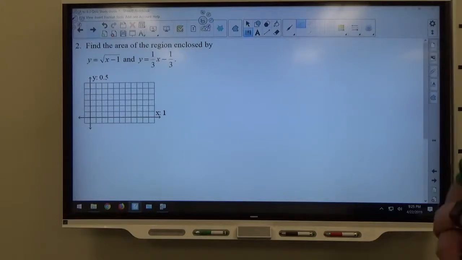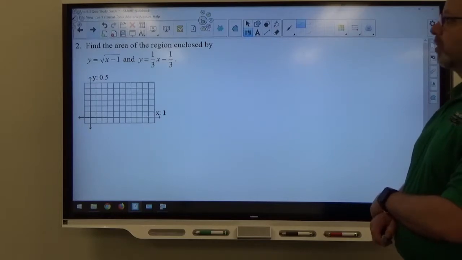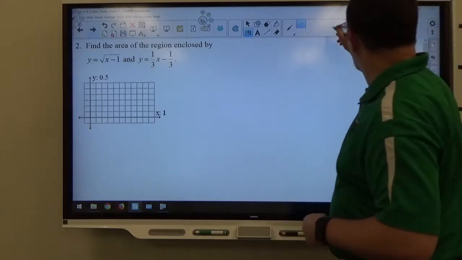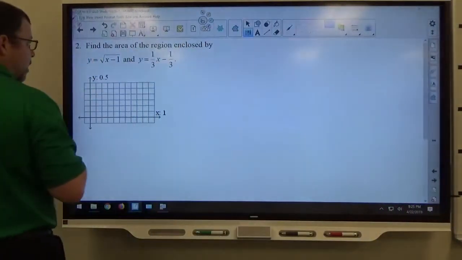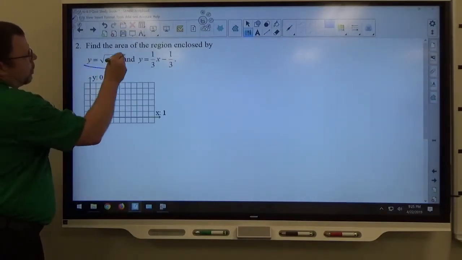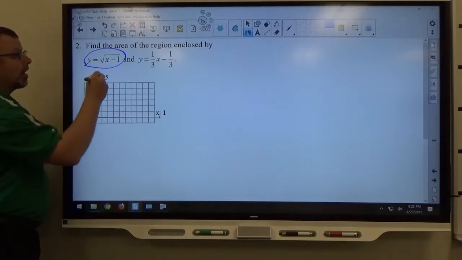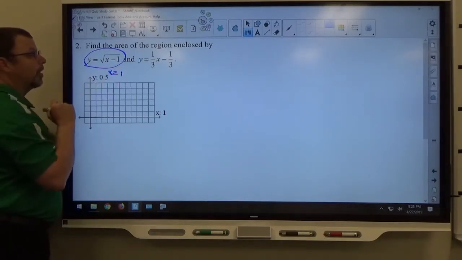This time we're supposed to find the area of the region enclosed by y equals the square root of x minus 1 and y equals 1/3 x minus 1/3. Notice the 1 to half scale going on right here. Just knowing about square root functions, we have to take the square root of a positive number or 0. I can see that x must be greater than or equal to 1 in this scenario.